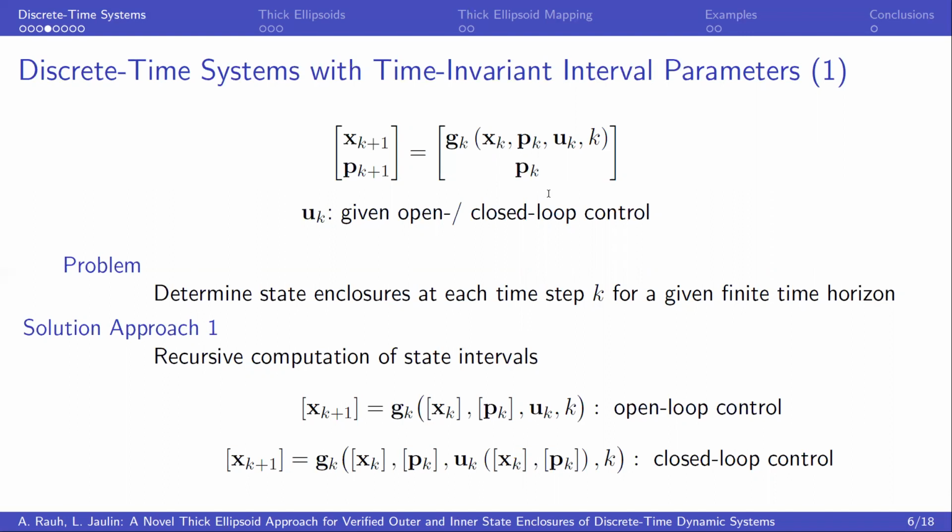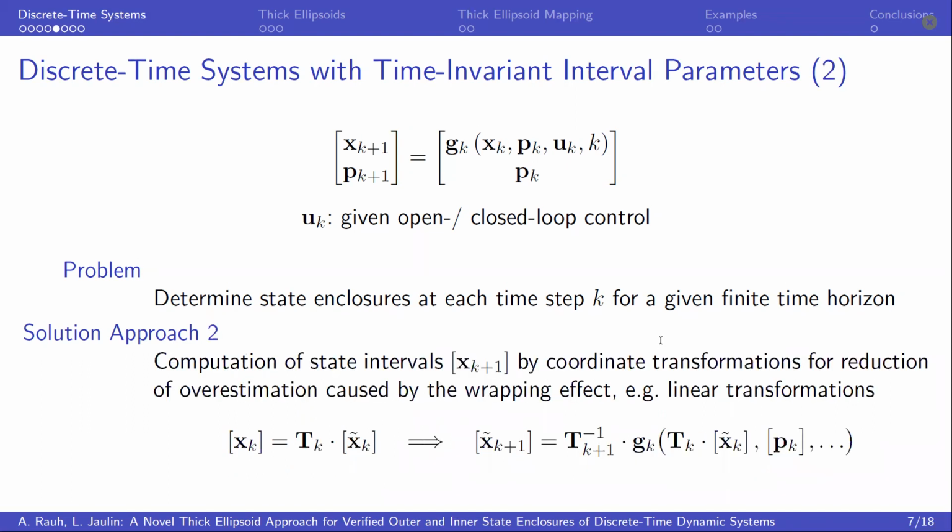The naive evaluation in solution approach number 1 would be to recursively compute bounds x at a time step k plus 1 in terms of the initial domains at a previous time step k. However, this is prone to overestimation due to the wrapping effect.